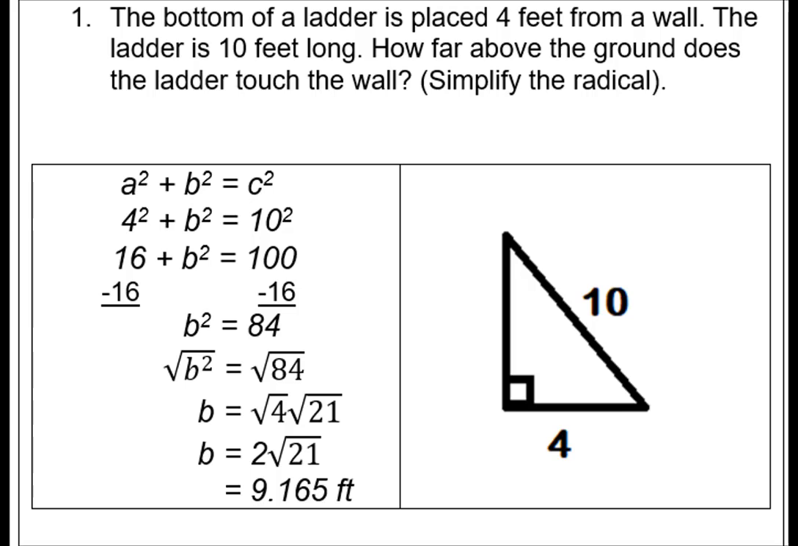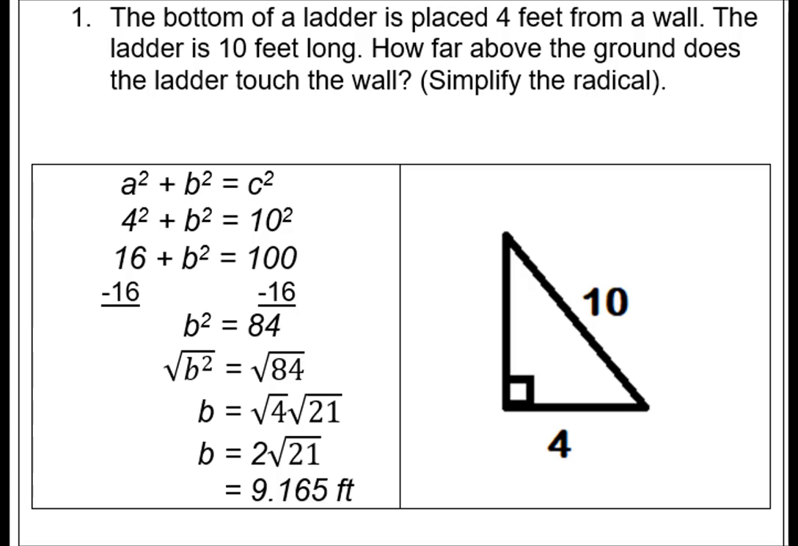We've got a ladder leaning against a wall. A very common example. Imagine you have a 10-foot ladder leaned against the wall, and the base of that ladder is 4 feet away from the wall. So how high up on the wall does that ladder actually reach?